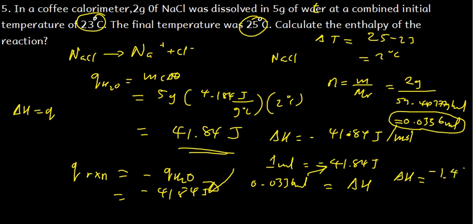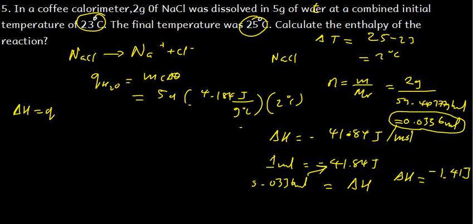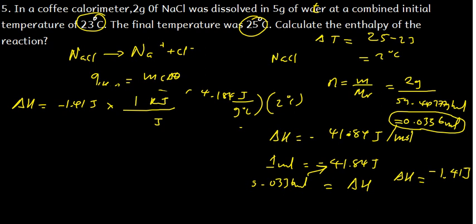1.41 joules. But enthalpy is given in kilojoules, so we're just going to convert that value to kilojoules. So we are saying delta H is negative 1.41 joules. We have a joule on top, so we're going to bring a joule down and put a kilo on top. We know that in 1 kilojoule we have 10 to the power 3 joules. So this joule is going to cancel with that joule.